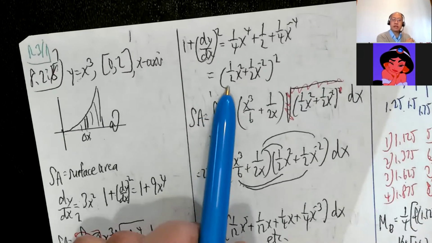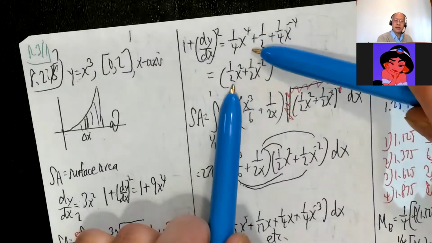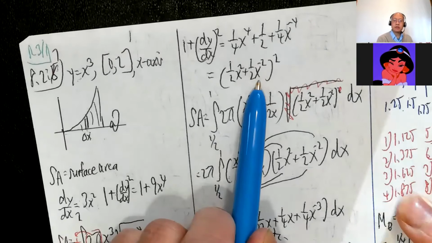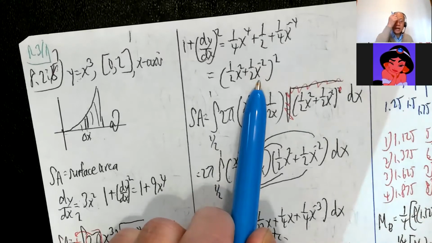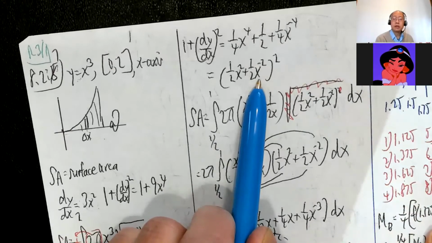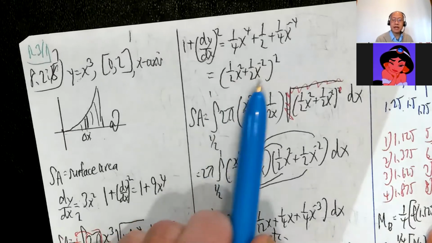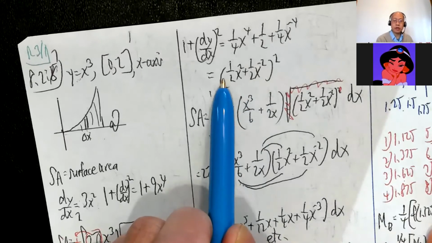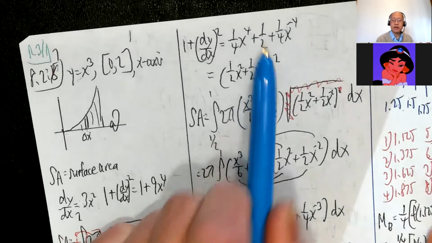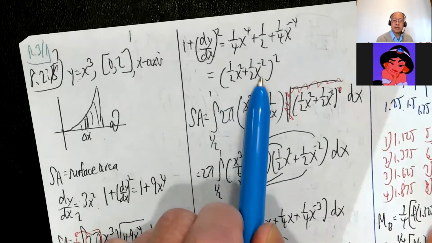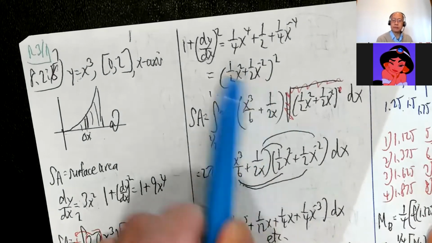Okay, double check that. What is this thing squared? That. What is this thing squared? That. And what is the 2ab term in the middle? 2 times that times that. 2 times 1/2 is 1, times 1/2 is 1/2, so there's 1/2. And then x squared times x to the negative 2 is x to the 0, which is 1. So it does work out.